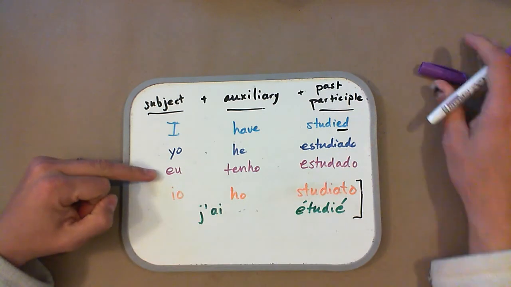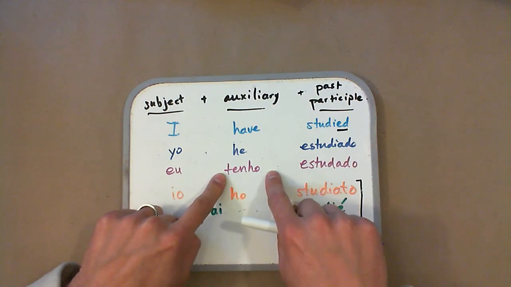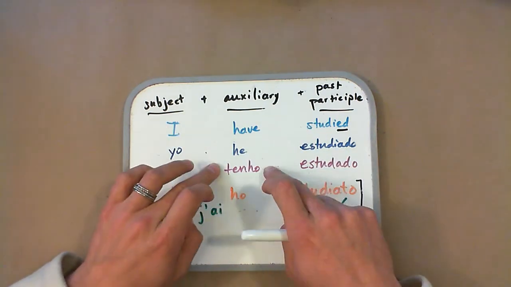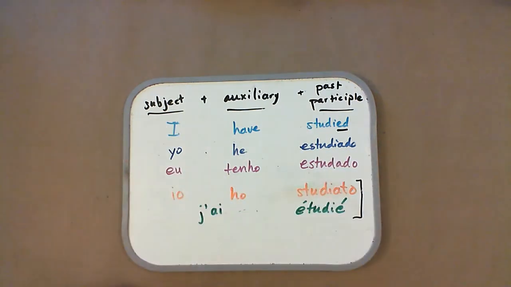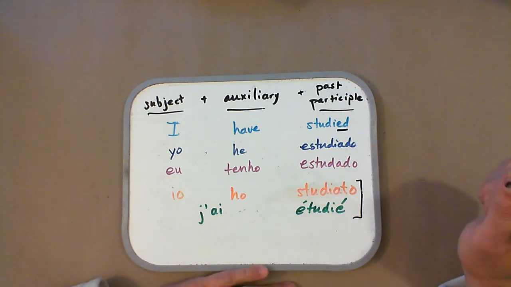For Portuguese, you would say eu tenho estudado. Notice that Portuguese is using the verb tener, like in Spanish, tener. This is their form of it, tenho. But I don't think it's used exactly in the same way as in Spanish.